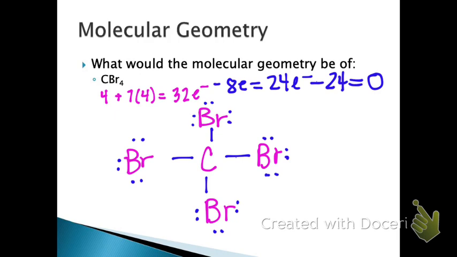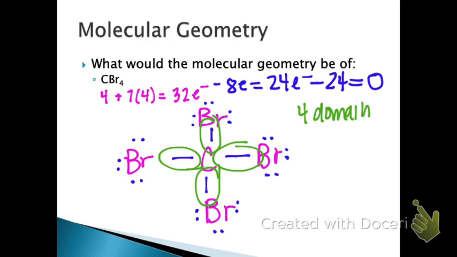Now I want to know my molecular geometry. Okay. I'm going to look to carbon only. Carbon only. Let's see how many domains in total does carbon have. 1, 2, 3, 4. Okay, it has 4 domains. How many lone pairs does carbon have? 0 lone pairs. And so if I look at my chart, the place at which those two intersect is called what shape? Tetrahedral.